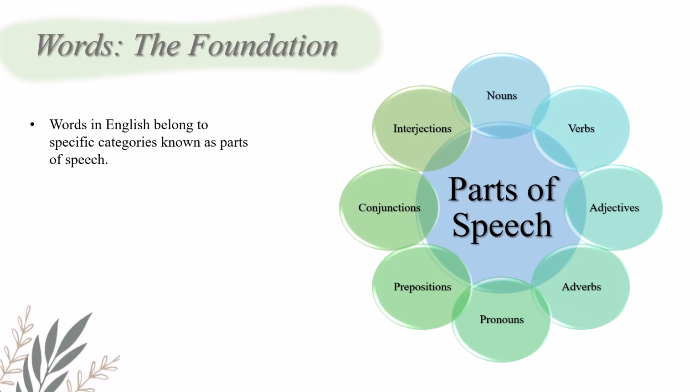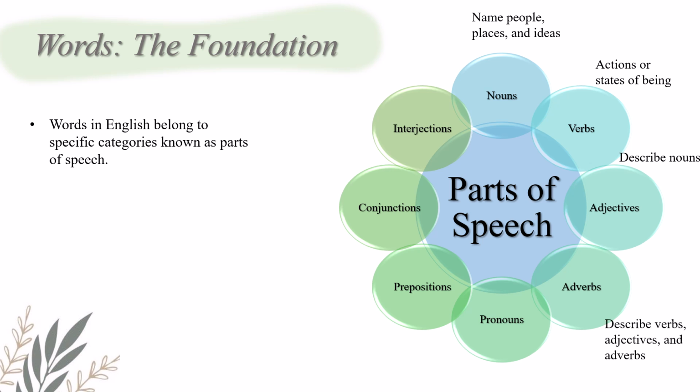So I think you'll all agree with me when I say that words carry different kinds of information. Based on that, grammar groups words into categories called parts of speech. For example, words that name things, places, and ideas are referred to as nouns. Words that show actions or states are called verbs, words that describe nouns are called adjectives, and words that describe adjectives, verbs, or other adverbs are grouped under the category adverbs.